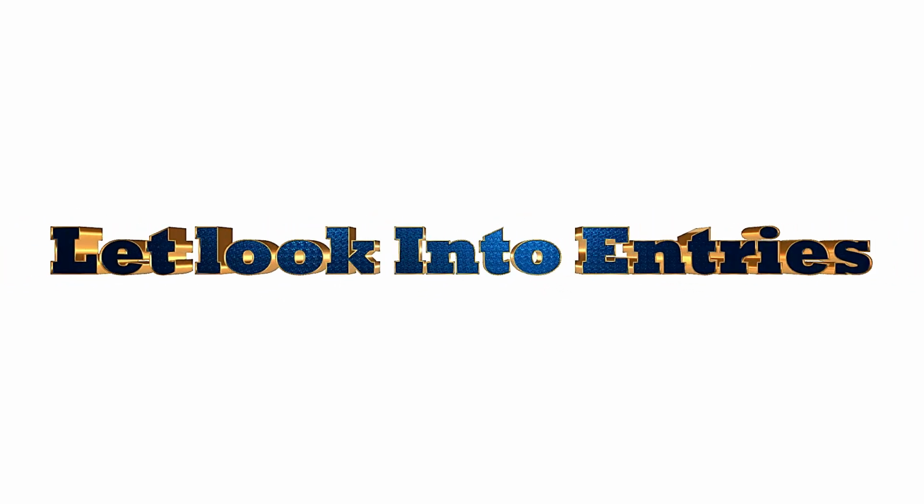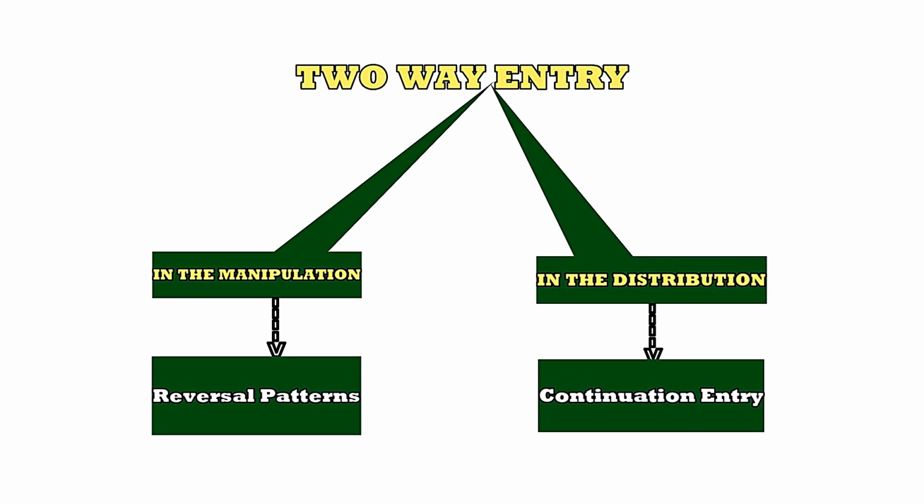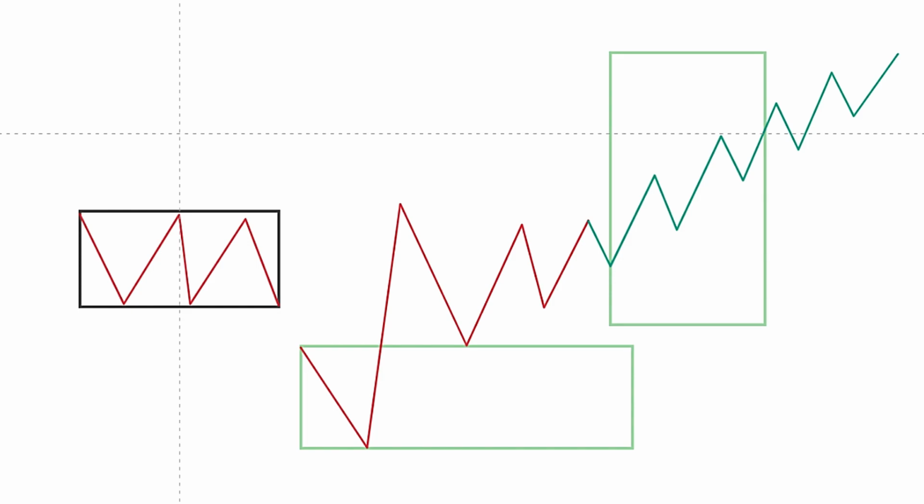Looking into the entries, I know you'll be wondering how to find entries in this trade. We have two patterns of entries. In the manipulation, we use a reversal pattern. In distribution, we use a continuation pattern. These are the two entry models we'll be using.